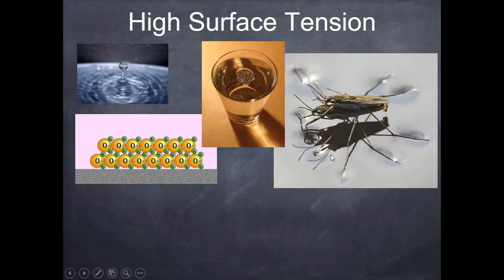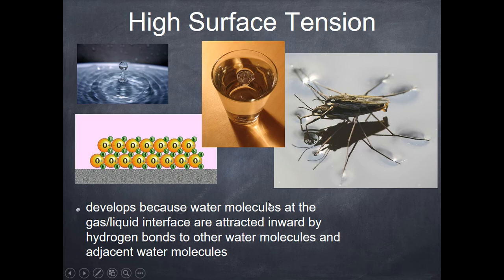All right, high surface tension is one of those really cool properties of water. It allows you to balance a coin on top of the water. It allows these little bugs that skate across the water to not fall in. There are even some lizards that can run across the surface of the water fast enough to not break that high surface tension of water.